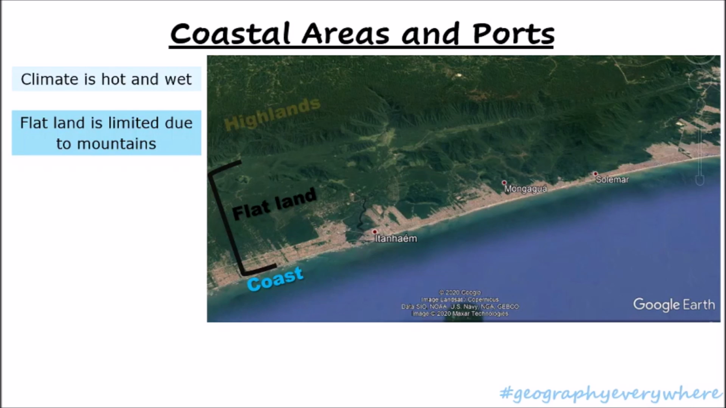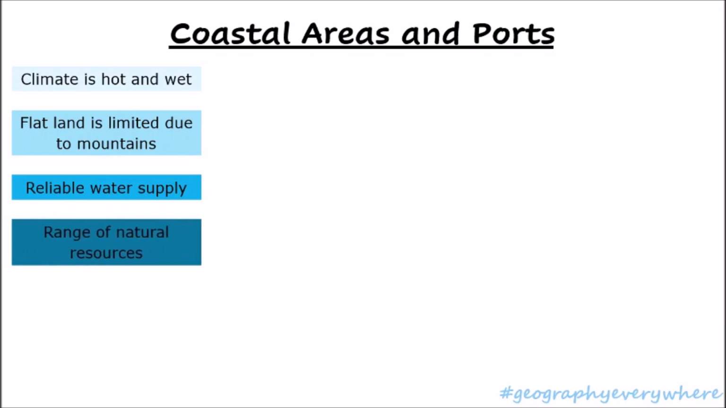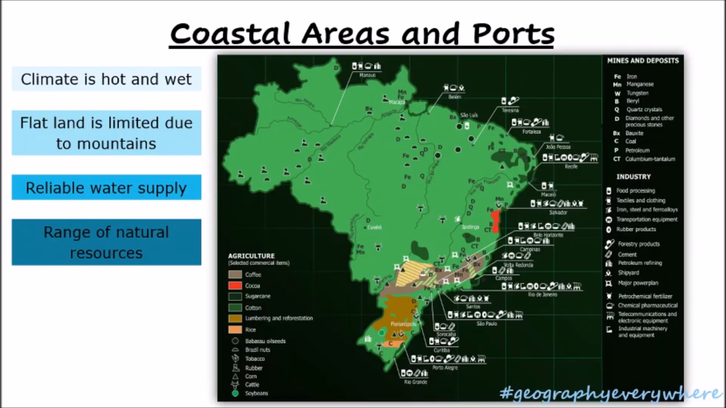Then you'd notice that the land gets steeper and there are mountains and highlands. Although the flat land is very good for cities to be built, they are limited due to the mountains. Since the climate in this area is hot and wet, the amount of rainfall is reliable. This allows people to grow crops and use the water. In these coastal areas and cities, there are a range of natural resources.